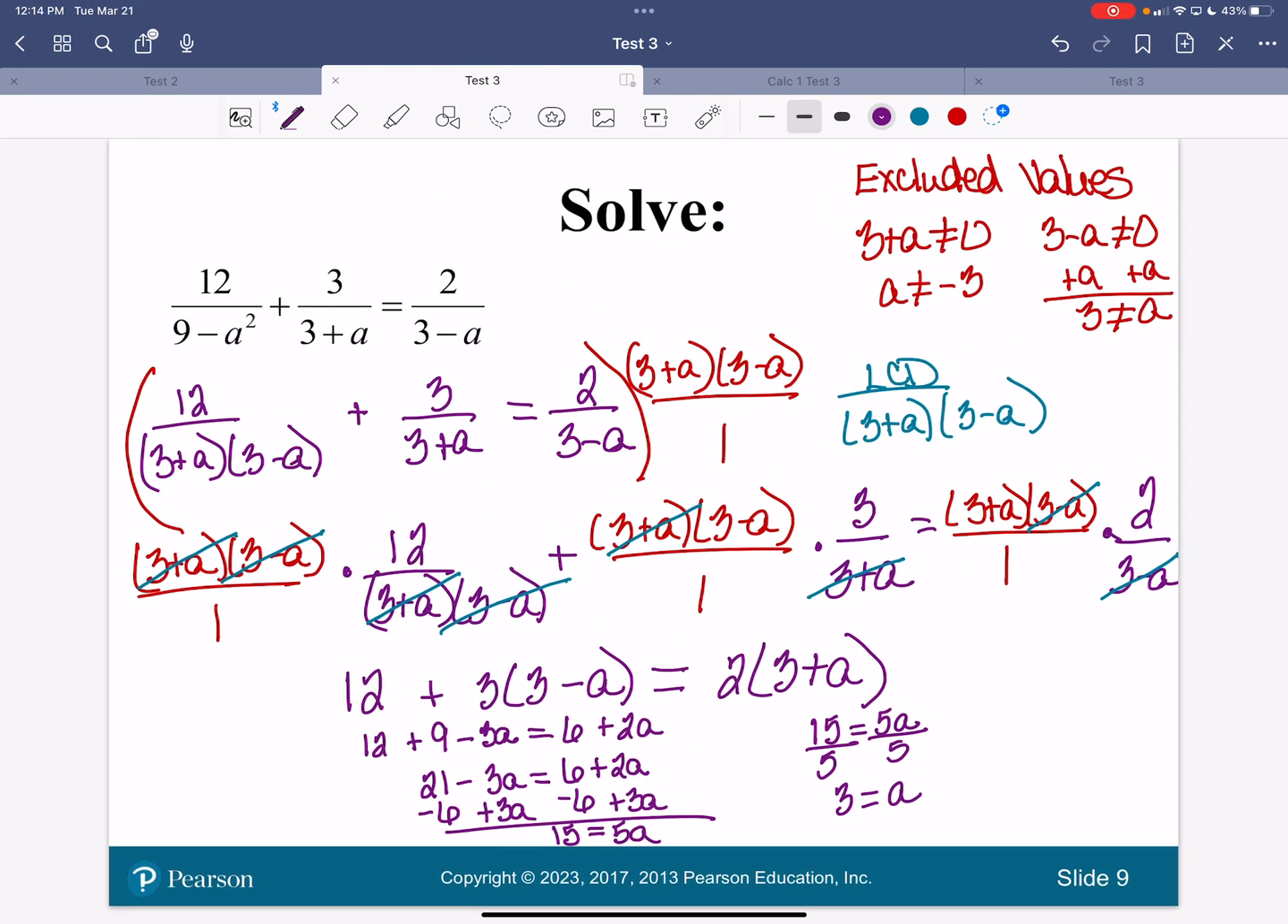Now, a lot of people stop right there. They do all of their calculations correctly, and they do a great job, and they forgot to do one thing. What did they forget to do? Excluded values. 3 is an excluded value. That means I have to throw it out. I cannot use it. So what that means is the final answer to this is no solution.